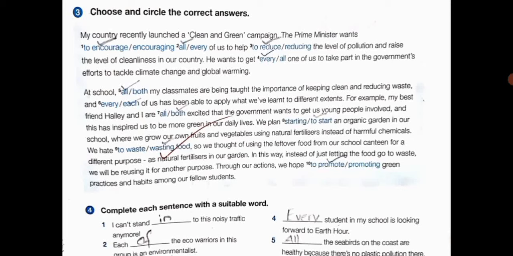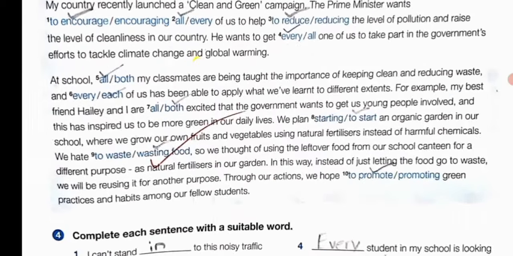My country recently launched a clean and green campaign. The Prime Minister wants to encourage all of us to help to reduce the level of pollution and raise the level of cleanness in our country. He wants to get every one of us to take part in the government's efforts to tackle climate change and global warming.